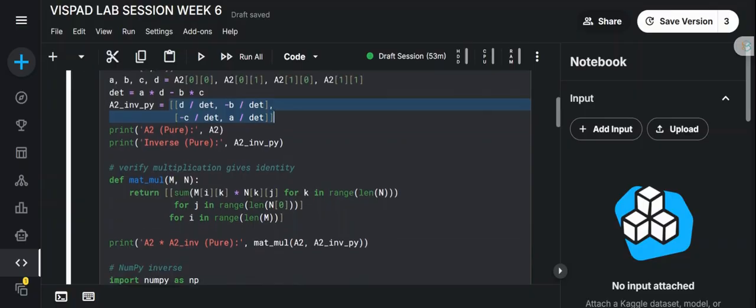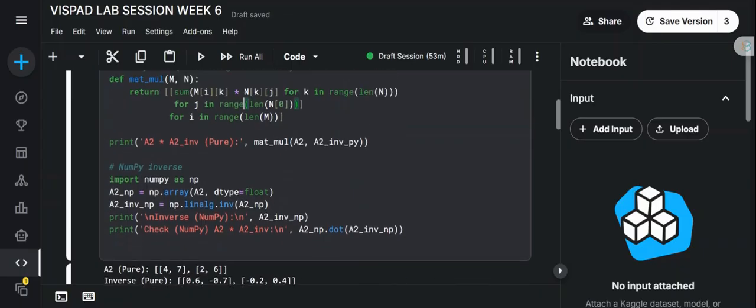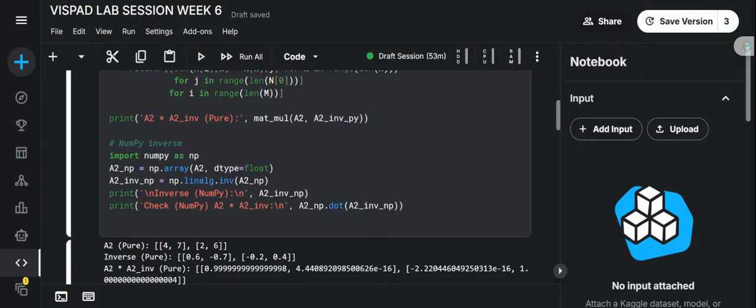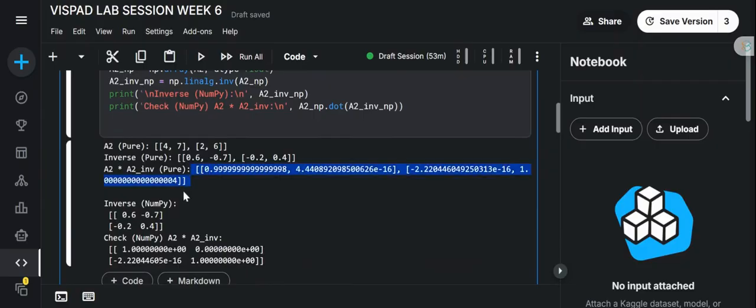That is, we'll multiply matrix A by its inverse, the inverse that we found, and see if we get an identity matrix. That is done by the mat_mul function over here. Let's see if we actually get an identity matrix after applying the matrix multiplication function. This is the result, and as you can see, it's actually an identity matrix.